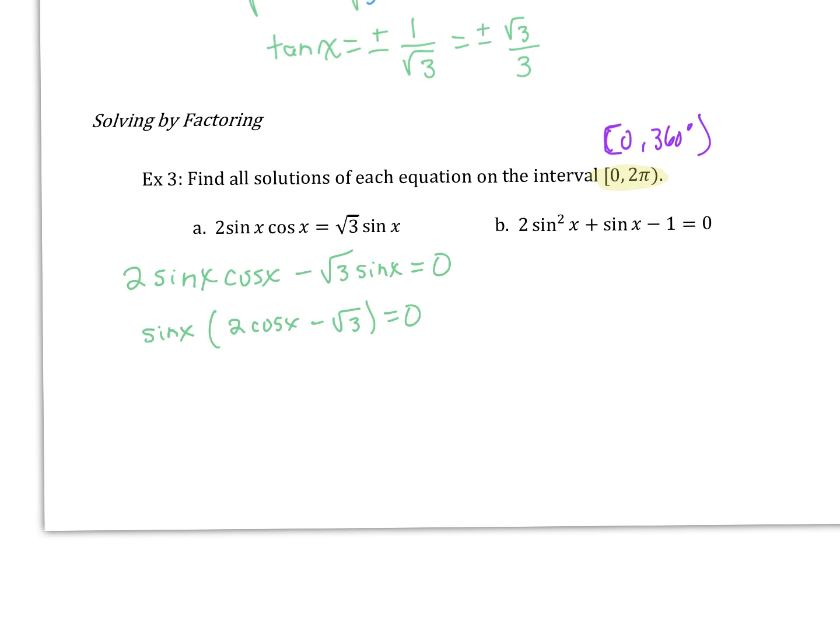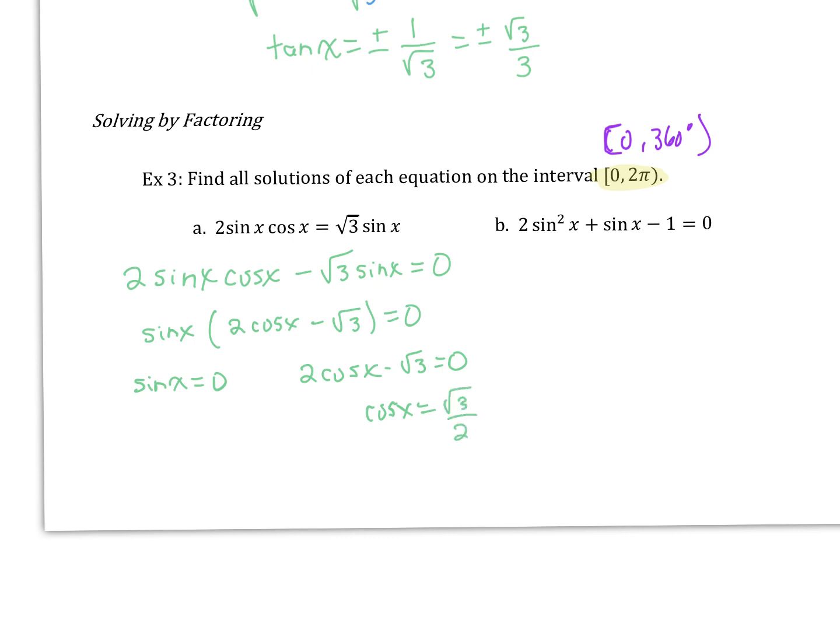Okay, so then we know to solve at this point, we set each factor equal to 0, and then we solve from there. So we're looking at where the sine of x is equal to 0, and where 2 cosine x minus the square root of 3 is equal to 0. So I want to add the square root of 3 and divide by 2. Let's do that in one step. So we get cosine of x equals positive square root of 3 over 2.